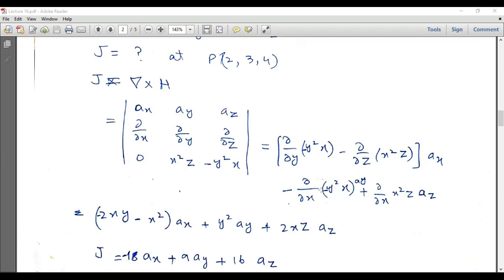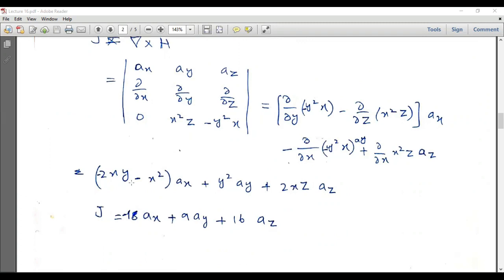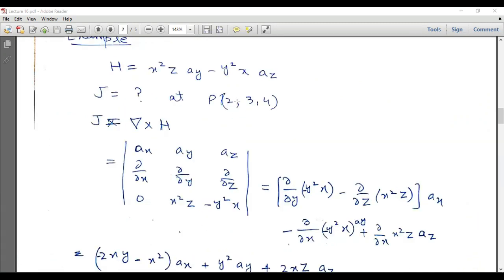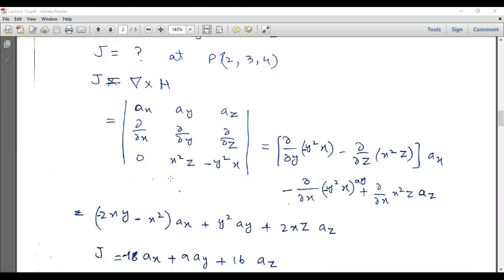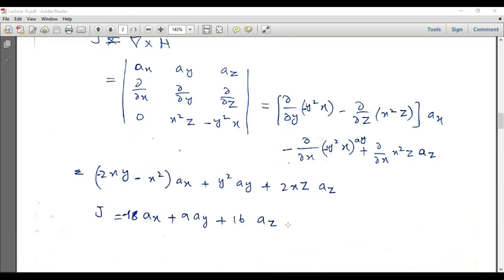So let's evaluate these partial derivatives, and at the end we get this expression. We put the coordinates of this point, and the final value of the volume current density J is equal to this expression. This is in amperes per meter squared.